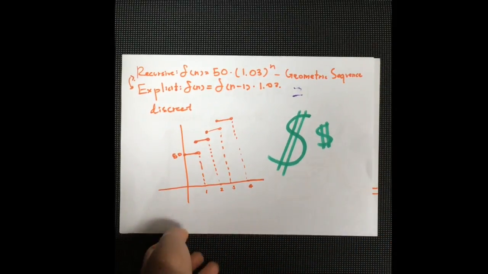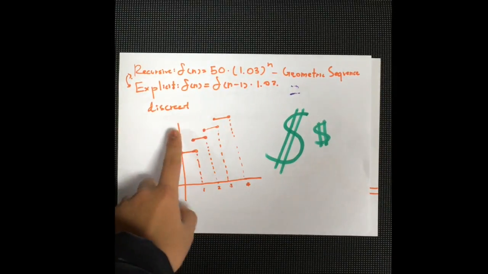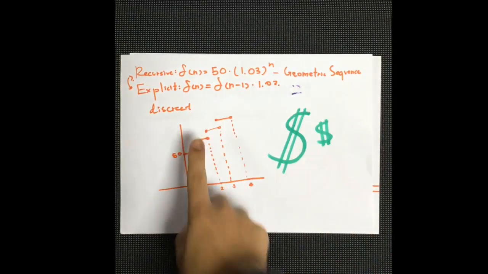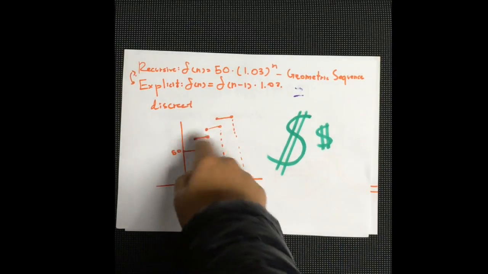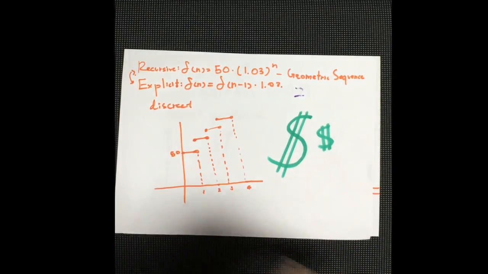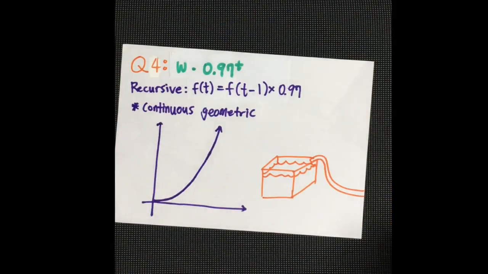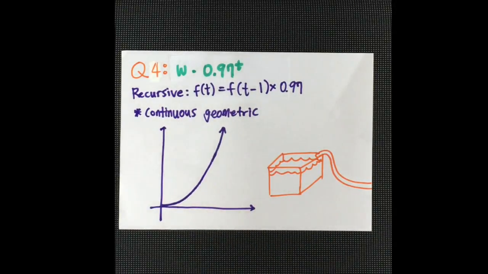But this makes it discrete because of the graph that comes out here. You can see that at every point here, it gets split every time. So that means it's discrete. So now the final question, number 4.